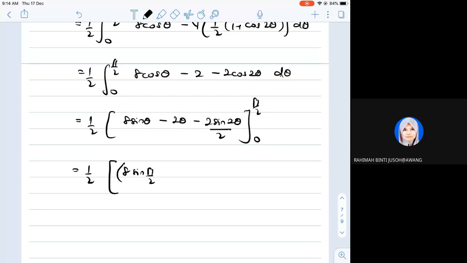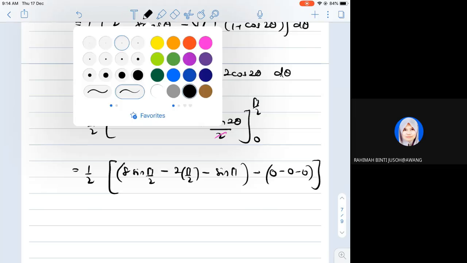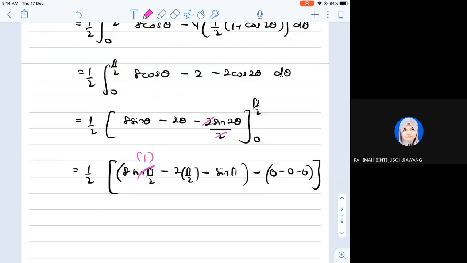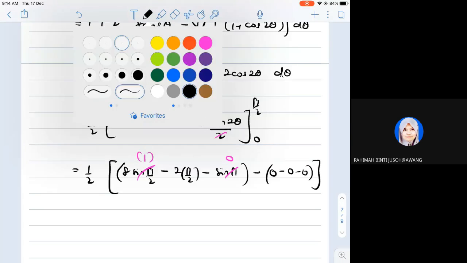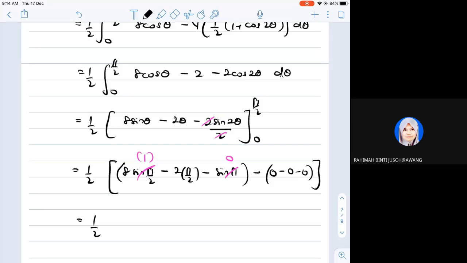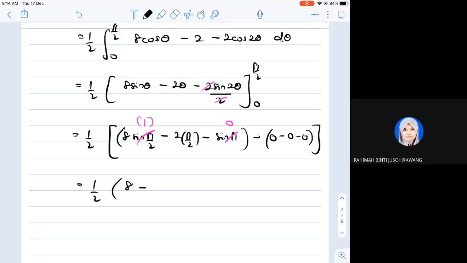So 8 sin pi over 2 minus 2 times pi over 2 minus, okay, this one can be cancelled, sin 2 times pi over 2, so sin pi, minus, of course, everything is 0. Sin pi over 2 is 1, sin pi is 0. So we will have 1 over 2 times 8 minus pi. So the answer is 4 minus pi over 2.